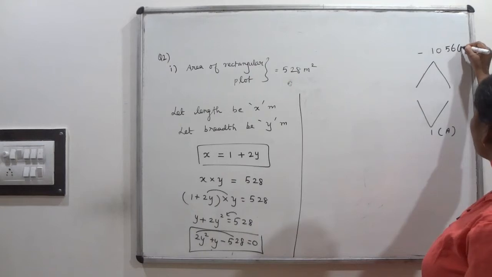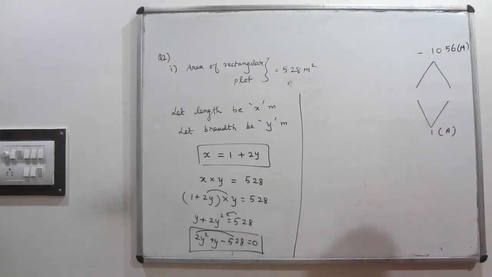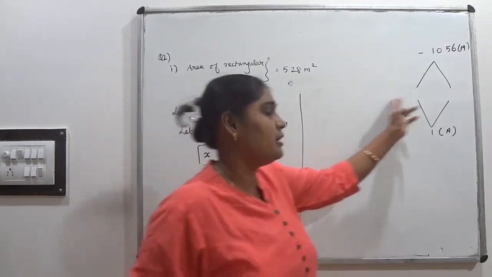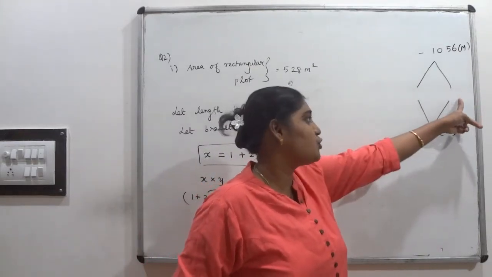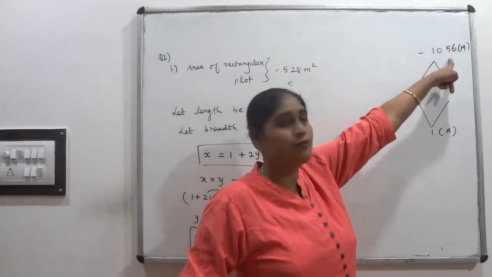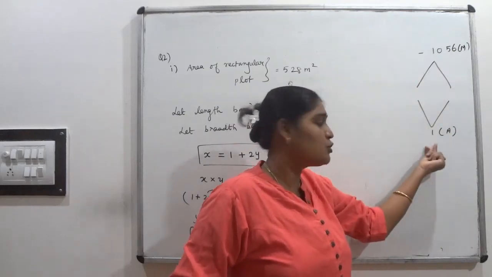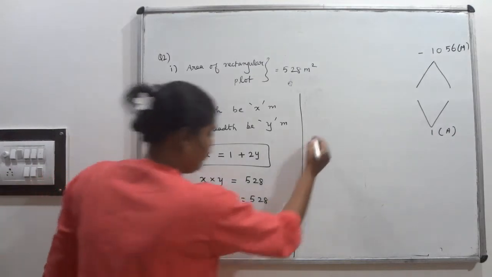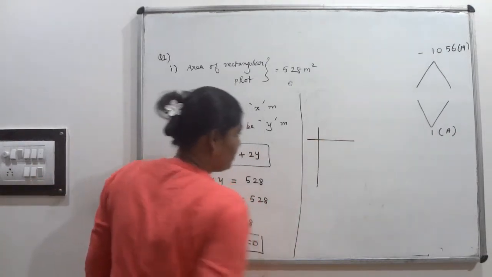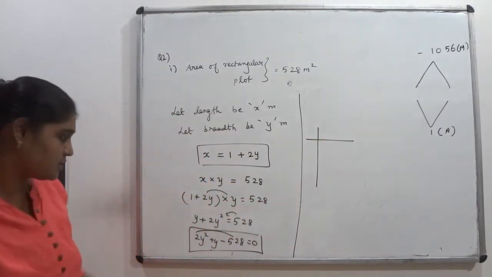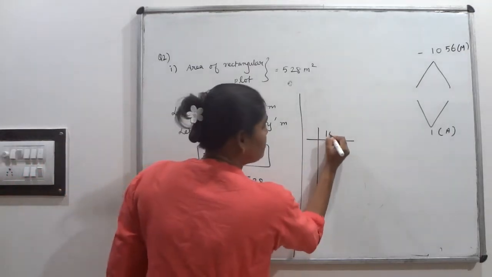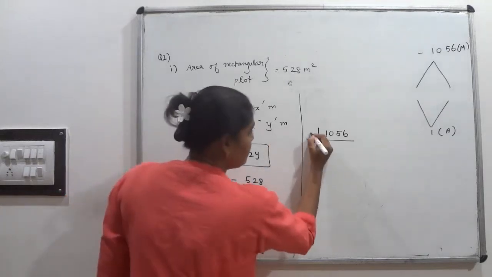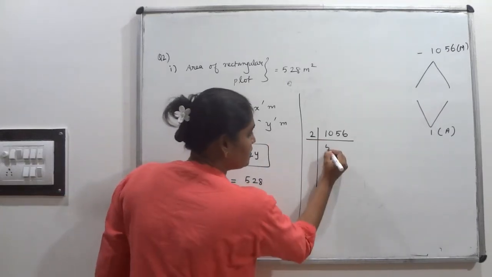In multiplication you need minus 1056. I have to write such numbers here: when you multiply these two numbers, you will get minus 1056, and in addition you should get 1. Like that, you have to find the numbers. By the prime factorization method, you can find the numbers very easily. See, I need 1056. This number is divisible by what? 2.